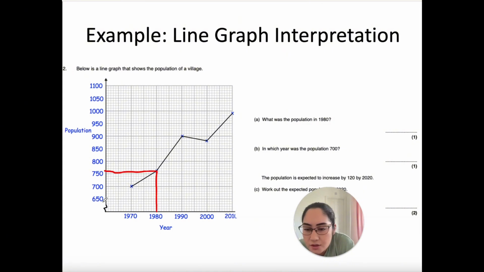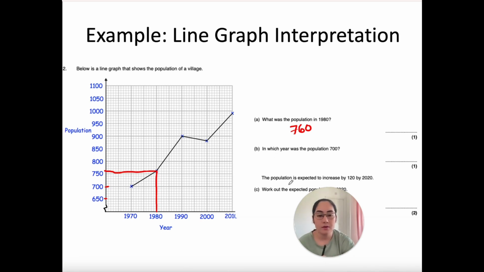Right, then we look at the intervals. We're going from 650, so one big square represents 50, which means 60, 70, 80, 90. So every single one of the tiny squares represents 10. That means that if that's 750, that's 760. So the population was 760 in 1980.